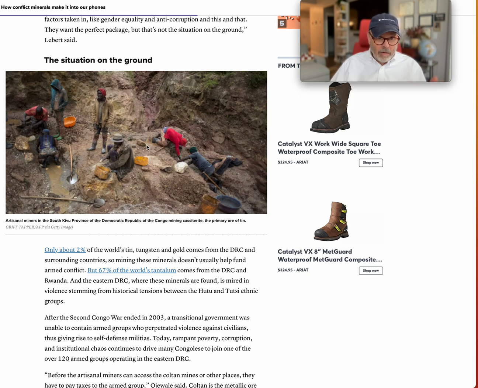sometimes start here. So this is mining of cassiterite, which is a primary ore of tin, and tin is used in soldering all the phone circuits together. There's some other minerals that are used in making the capacitors and resistors and electronic parts. A lot of these start here, just like this picture, in these tribal areas in the middle of nowhere in terrible working conditions. So I want you to be aware of that.